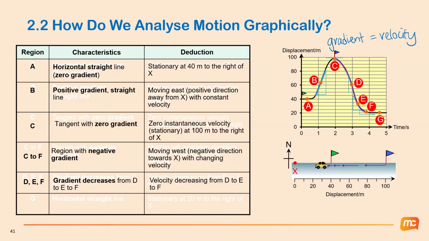And the last part at G is again a horizontal line. The gradient is zero, meaning zero velocity, it is not moving at all. And now it is 20 meters from the starting point. So I'm at the red flag here, which is 20 meters from my starting point. At the start, I actually move off from 40 meters, from the green flag to the blue flag, and then from the blue flag, I am moving backwards all the way until I'm 20 meters from the starting point. So this is how you interpret a displacement time graph.